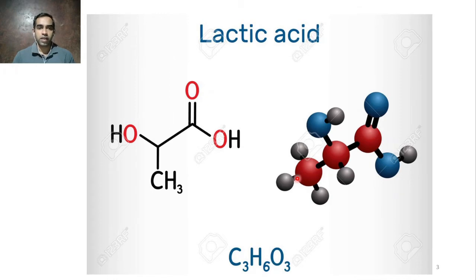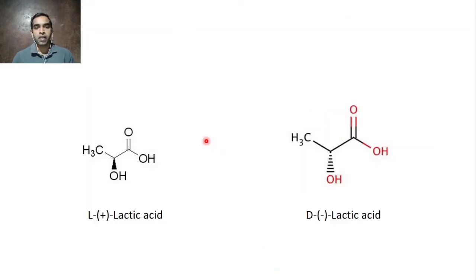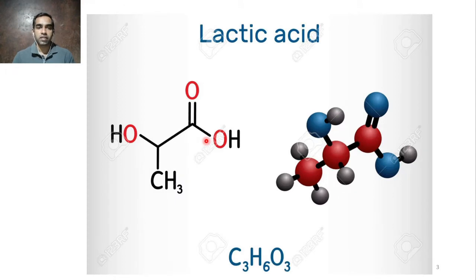Then coming to one of the important hydroxy acid, lactic acid. So this is the molecular formula and structure of lactic acid, C3H6O3, COOH, in the alpha position OH and CH3. Okay, this is the three-dimensional structure of lactic acid. Well, lactic acid, you know it. If you look at the structure, it has a chiral center.